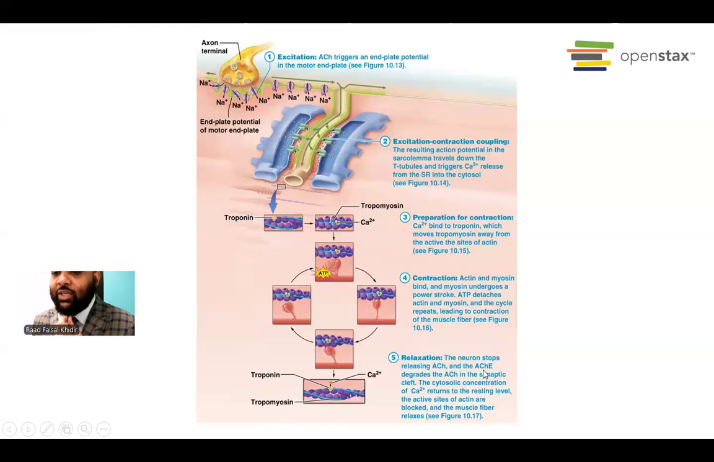For relaxation, the neuron stops releasing ACh, and acetylcholinesterase, AChE, degrades the acetylcholine in the synaptic cleft, and the cytosolic concentration of calcium returns to the resting level. The active sites of the actin are blocked, and the muscle fibers then relax.